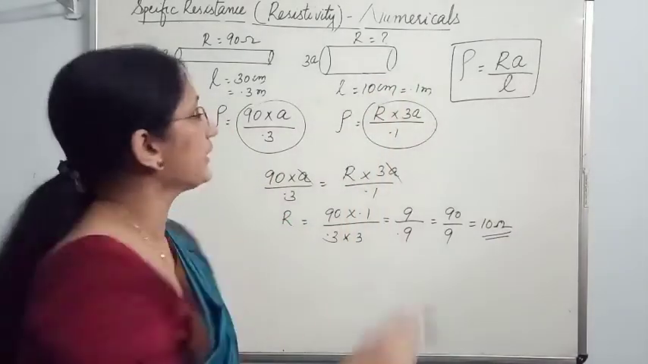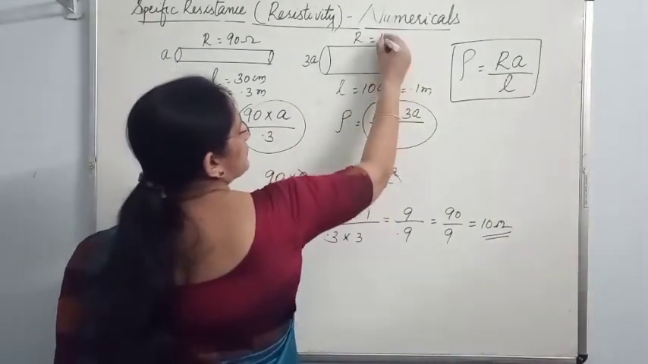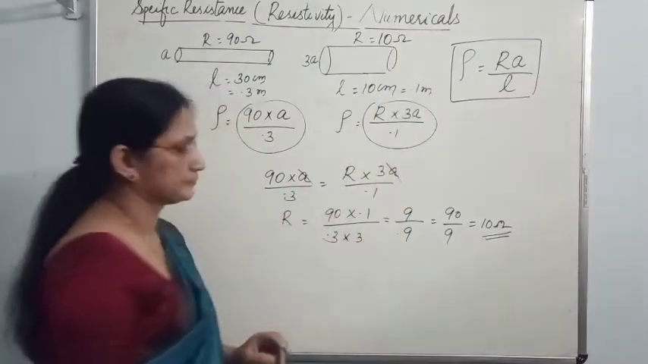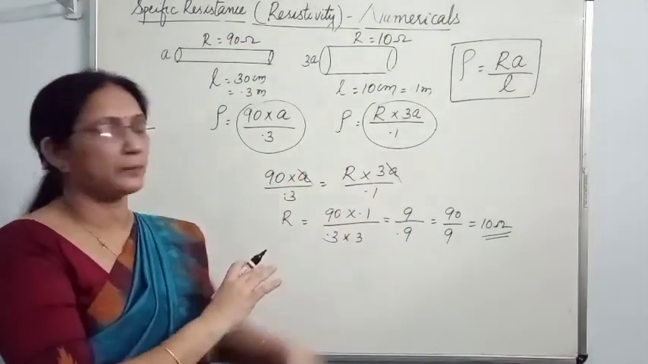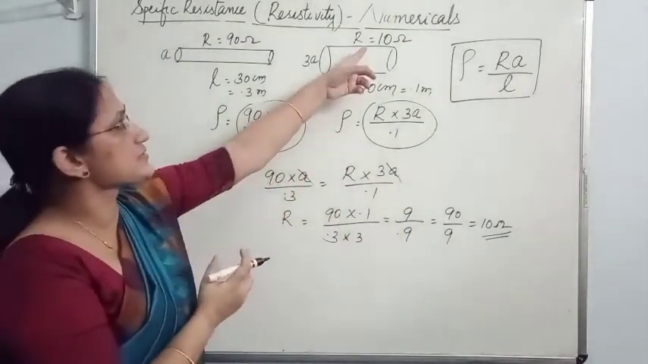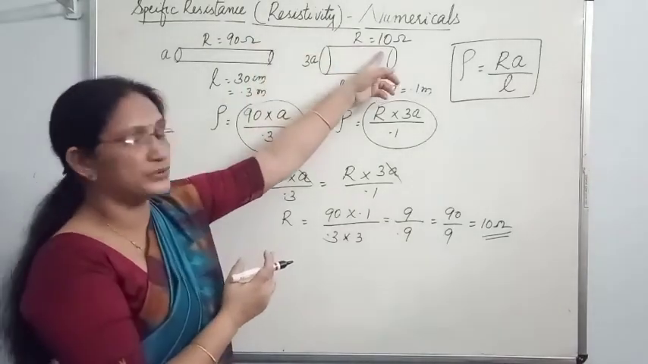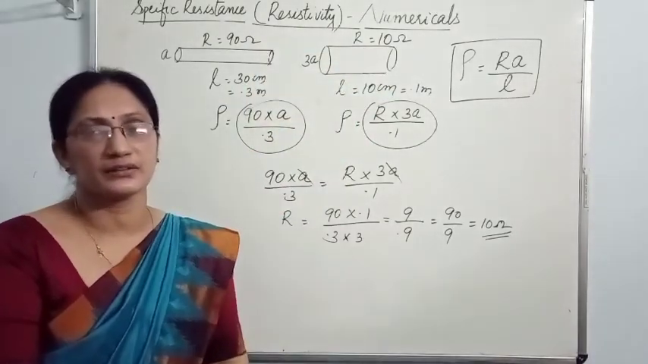The resistance of this wire has come as 10 ohm. The wire, after tripling on itself, its resistance changes from 90 to 10. It reduces to 1/9.